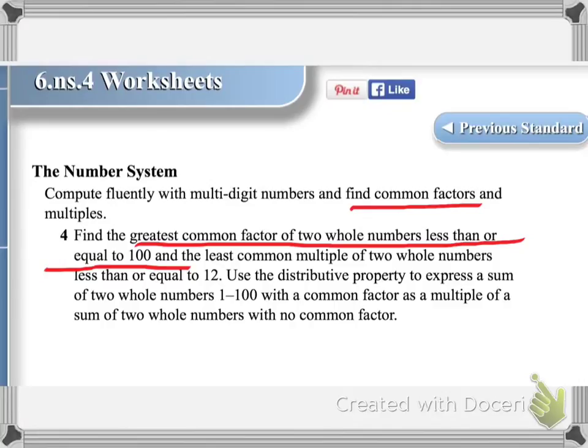Okay, greatest common factor of two whole numbers less than or equal to 100. So the numbers aren't going to be larger than 100, but can be anywhere up to that. They're going to be whole numbers, so you don't have to worry about decimals or fractions for this part.